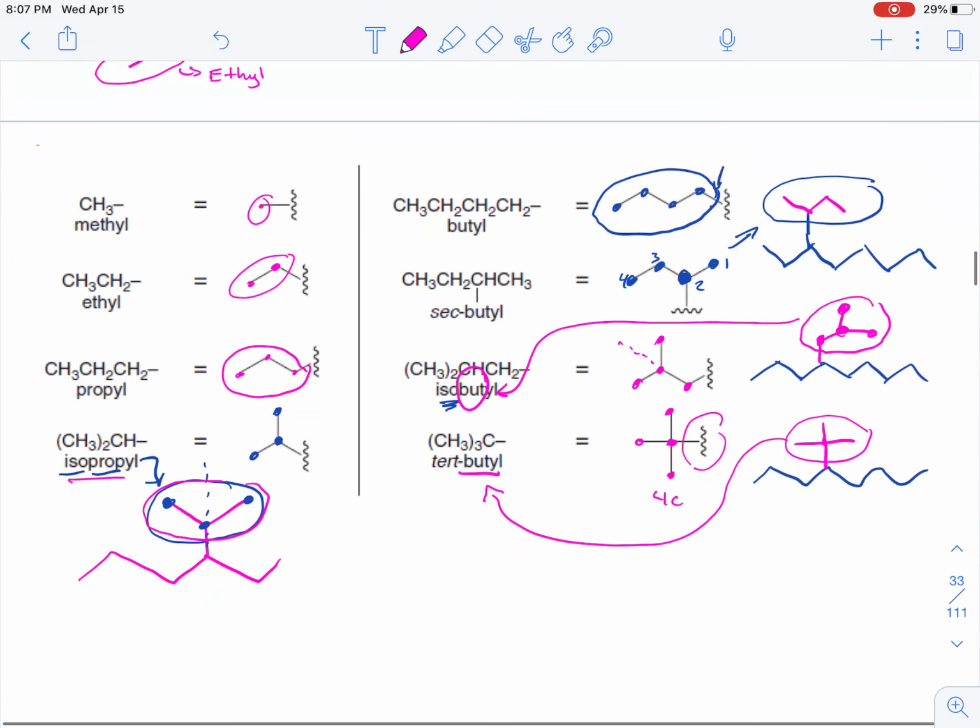All right, so those are common organic or carbon-based substituents that are typically seen. Part of your ability is to recognize what substituent you're working with. And then after that, you need to learn how to incorporate the name of these substituents into the parent name of the compound.